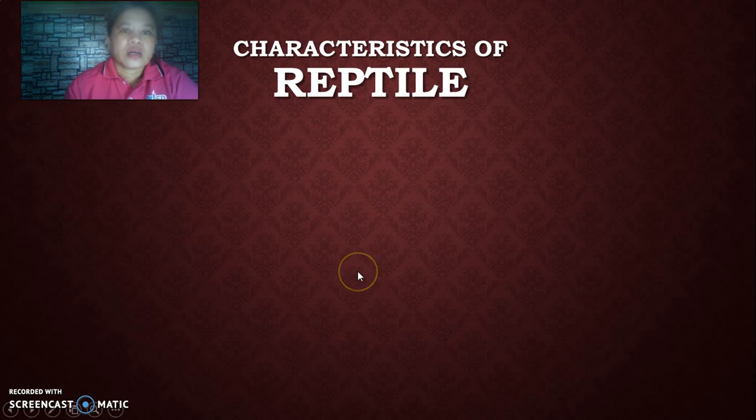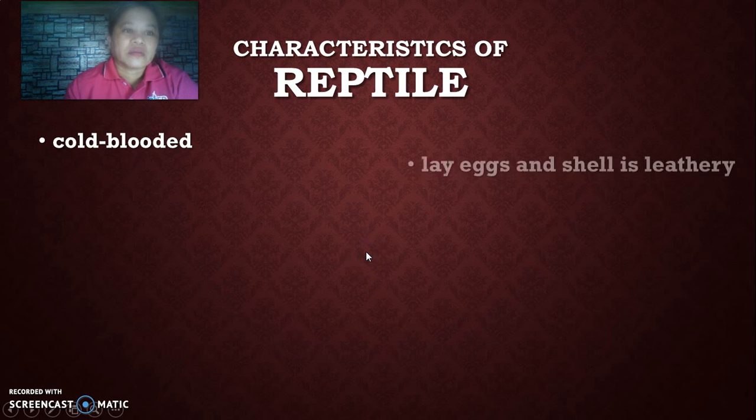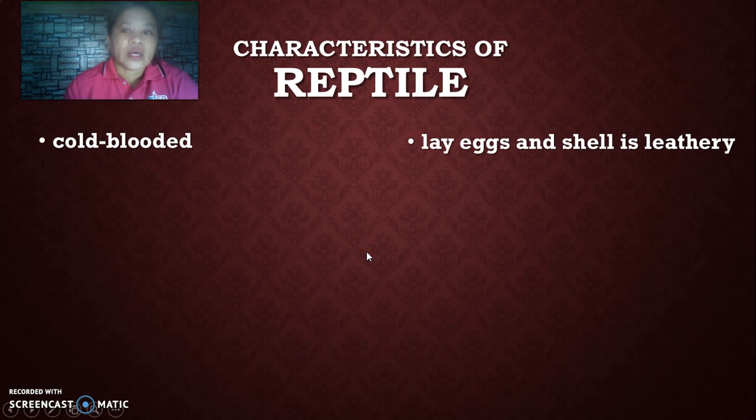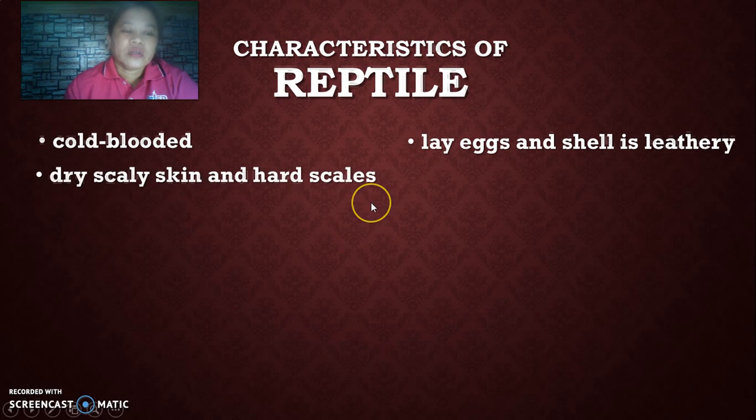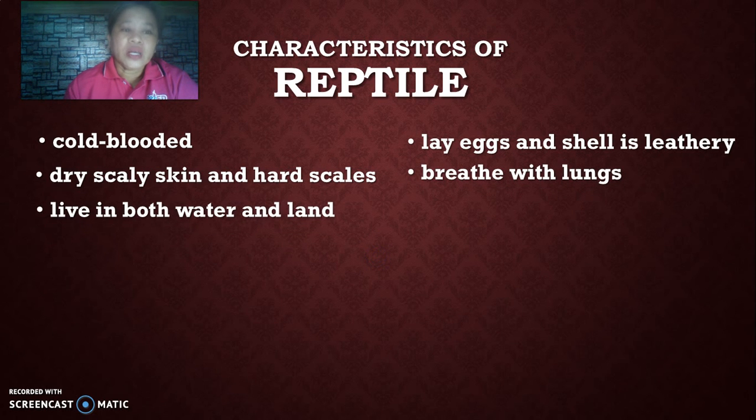Last are the characteristics of reptiles. Reptiles are cold-blooded animals. They also lay eggs, and the shell is leathery. Their skin is dry and scaly, with hard scales. They breathe with their lungs. They live in both water and land.